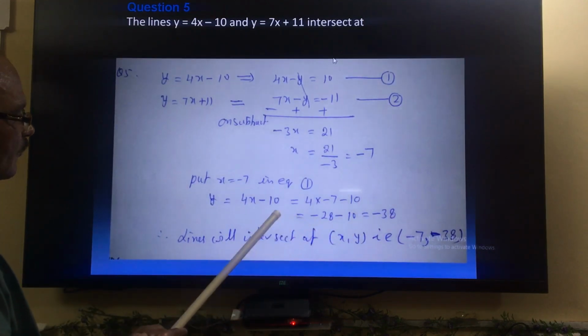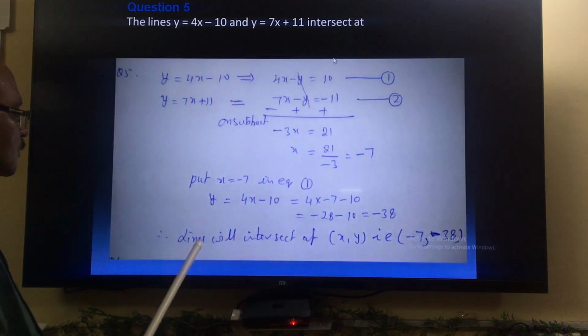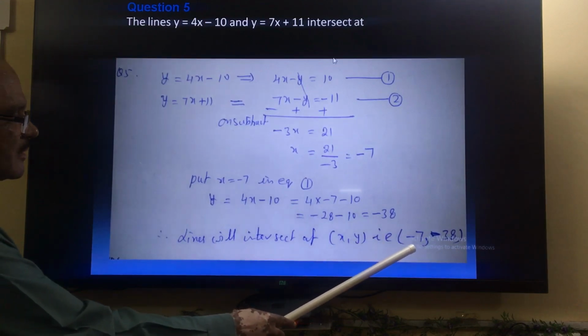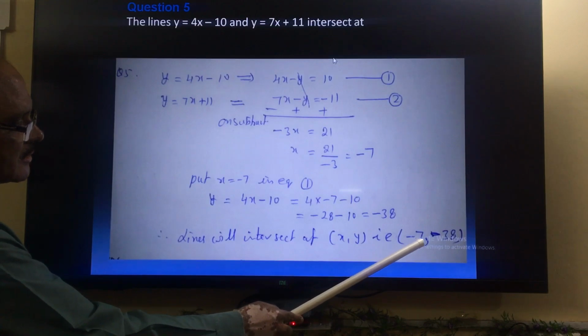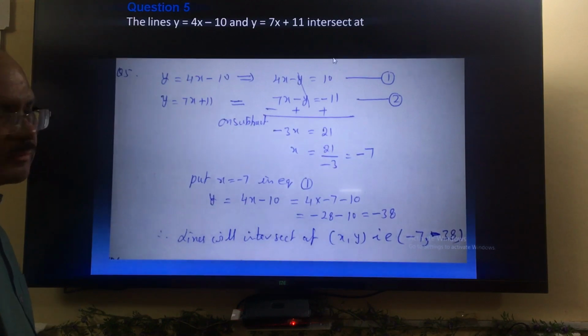So we got the value of y and we got the value of x. These two we will write in the form of a coordinate. So the lines will intersect at (x, y), that is x is equal to -7 and y is -38. So at (-7, -38), both the lines will intersect on a graph, if you plot the graph of these two equations. Now come to question number 6.